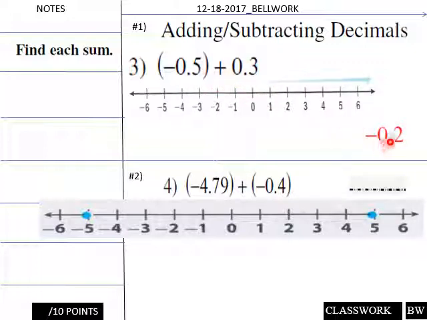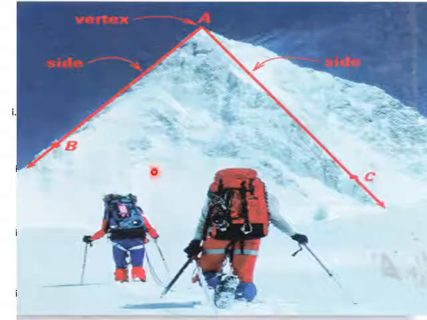So you have negative 0.2 for the first bell work problem. And then negative 4.79, you're sitting out here, and then you're adding a negative 0.4, so you're going further to the left, further negative. About right here, negative 5.19 is what you would get for that one.